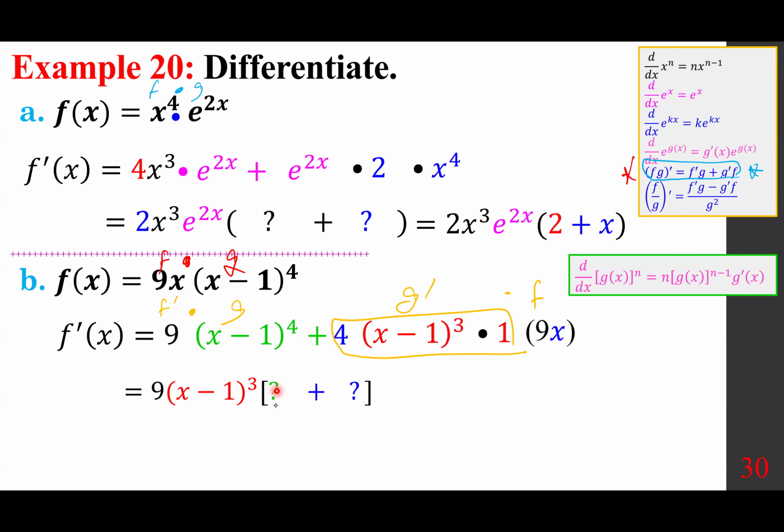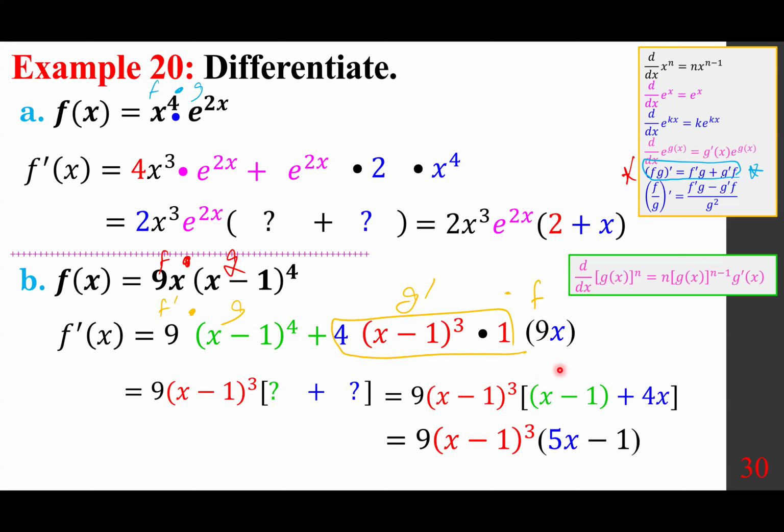So when you divide this one by this one, you get x minus 1. And when you divide this one by this one, you get 4 and x, just 4x. So these two add up to 5x. So you get 9 times x minus 1 cubed times 5x minus 1.